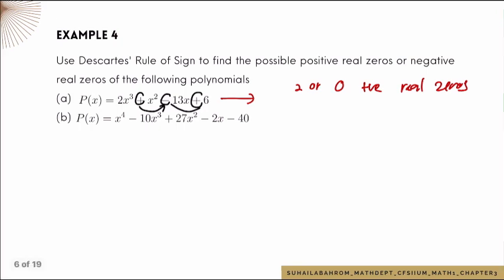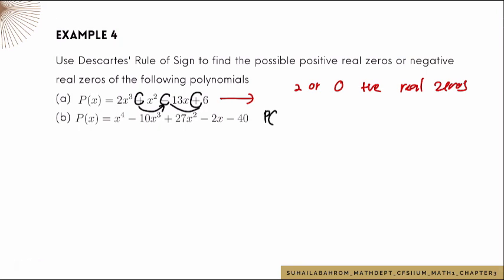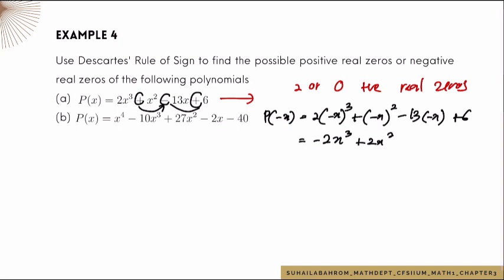And then for the negative real zeros, we have to substitute x with negative x. So P of negative x is equivalent to 2 negative x cubed plus negative x squared minus 13 negative x plus 6. When we expand, we will get negative 2x cubed plus x squared plus 13x plus 6. When we look at this variation in sign, from negative to positive, we have only one variation in sign here. Therefore, one variation means that there is one negative real zero. So can you try out B?